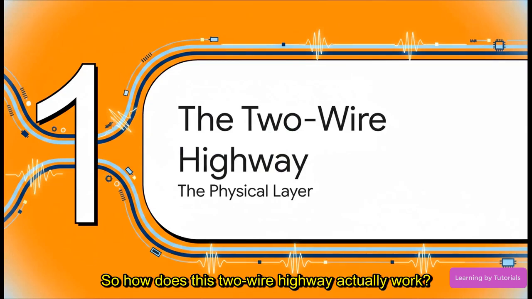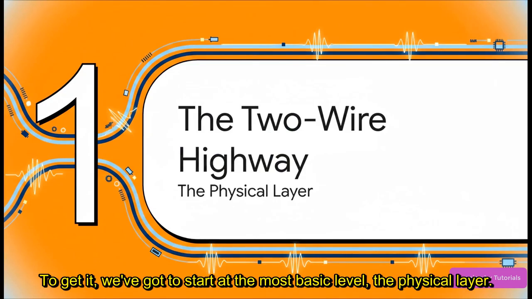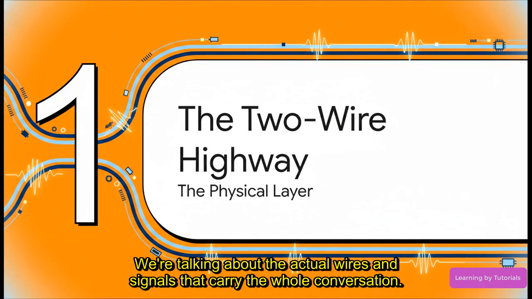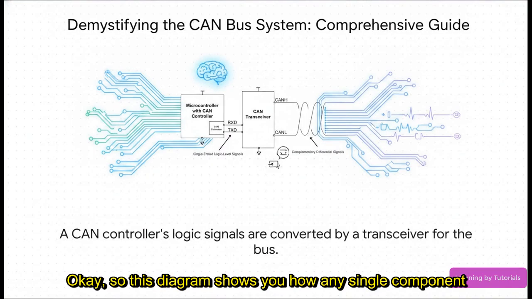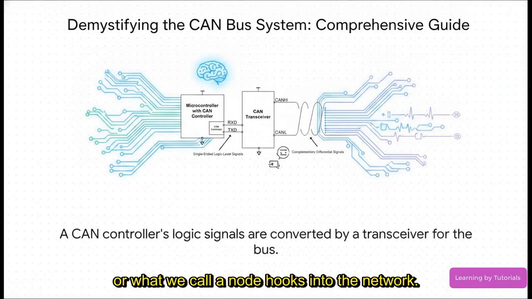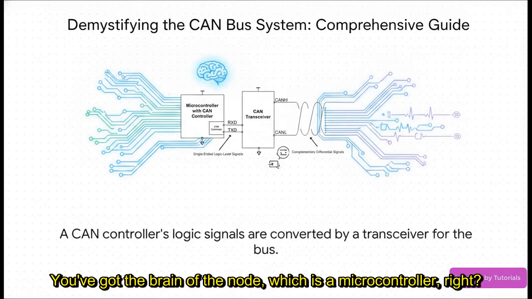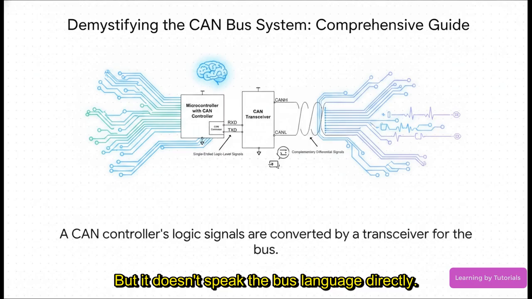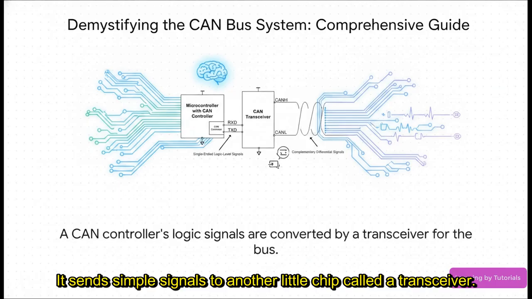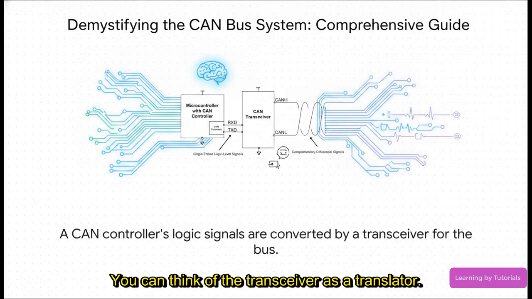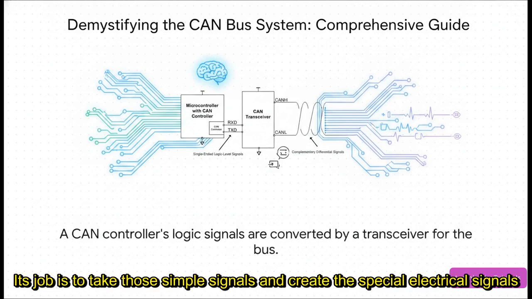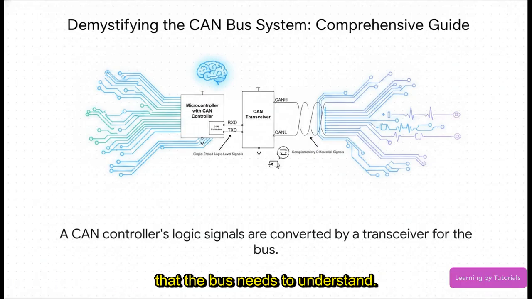So how does this two-wire highway actually work? To get it, we've got to start at the most basic level, the physical layer. We're talking about the actual wires and signals that carry the whole conversation. Okay, so this diagram shows you how any single component, or what we call a node, hooks into the network. You've got the brain of the node, which is a microcontroller, right? But it doesn't speak the bus language directly. It sends simple signals to another little chip called a transceiver. You can think of the transceiver as a translator. Its job is to take those simple signals and create the special electrical signals that the bus needs to understand.